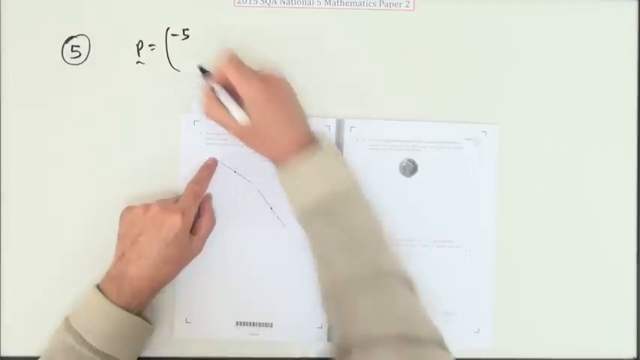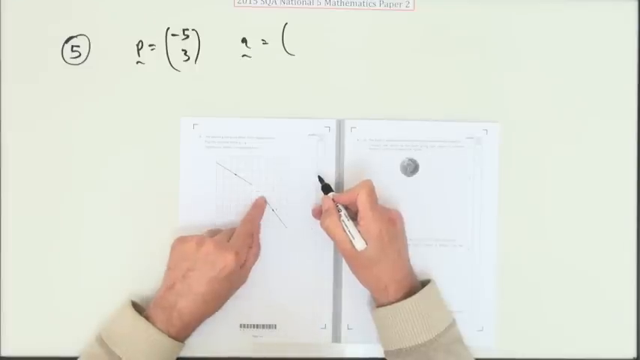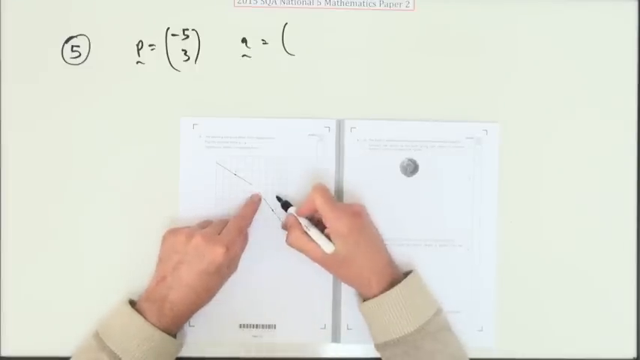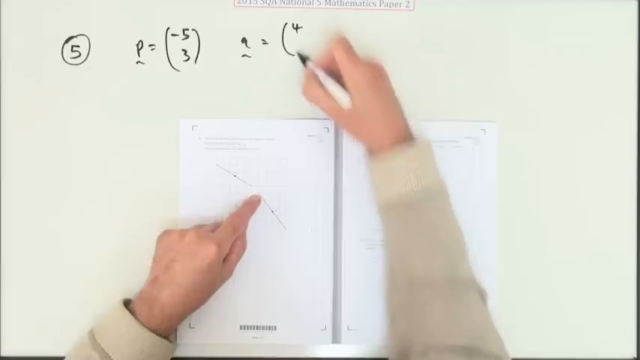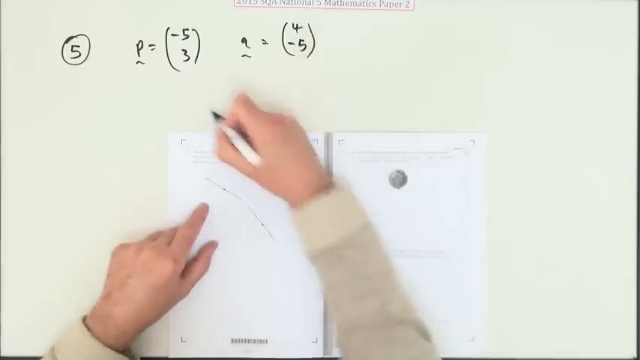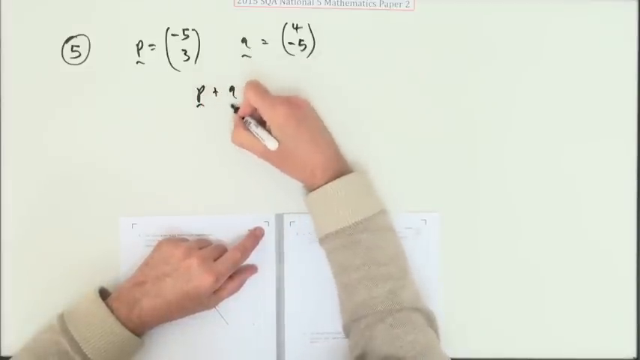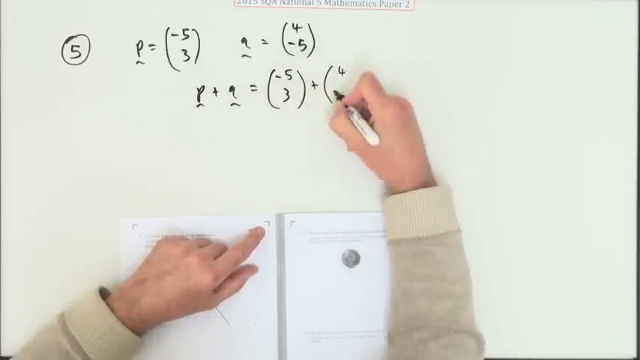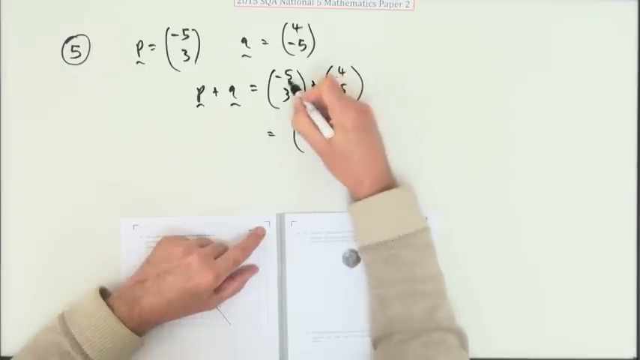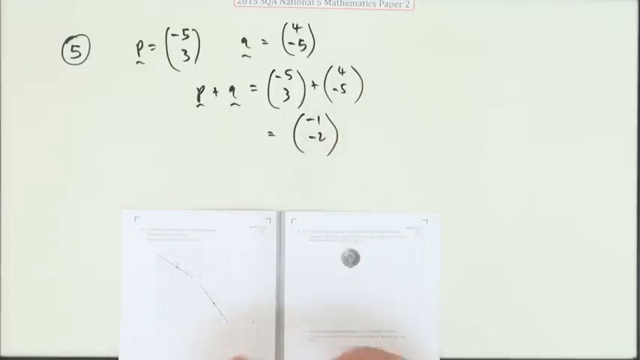And 1, 2, 3 up. So that's 3 up. Q goes from the start, follow the direction of the arrow, 1, 2, 3, 4 along. And 1, 2, 3, 4, 5 down. Which means the resultant of them will just be add the components. P plus Q will be negative 5, 3 and 4, negative 5, which is negative 1, negative 2.